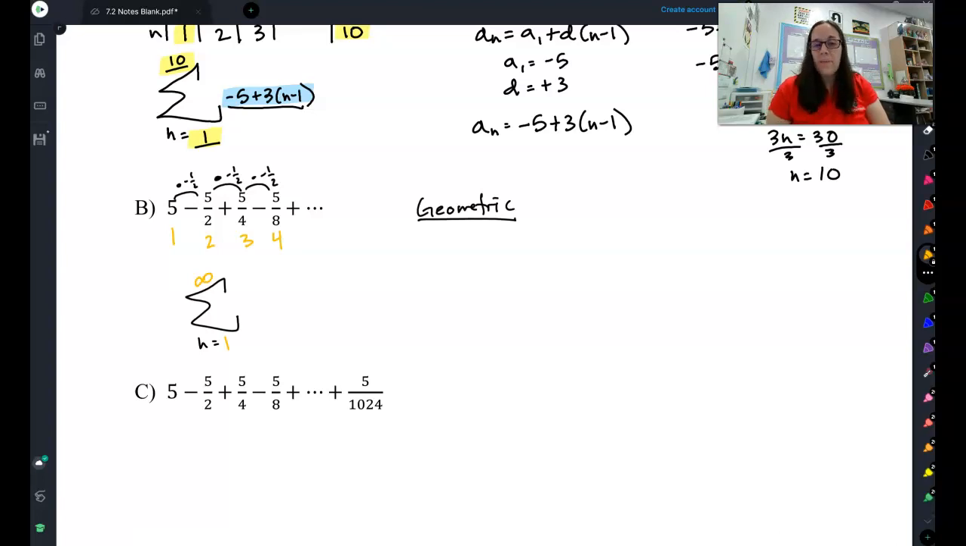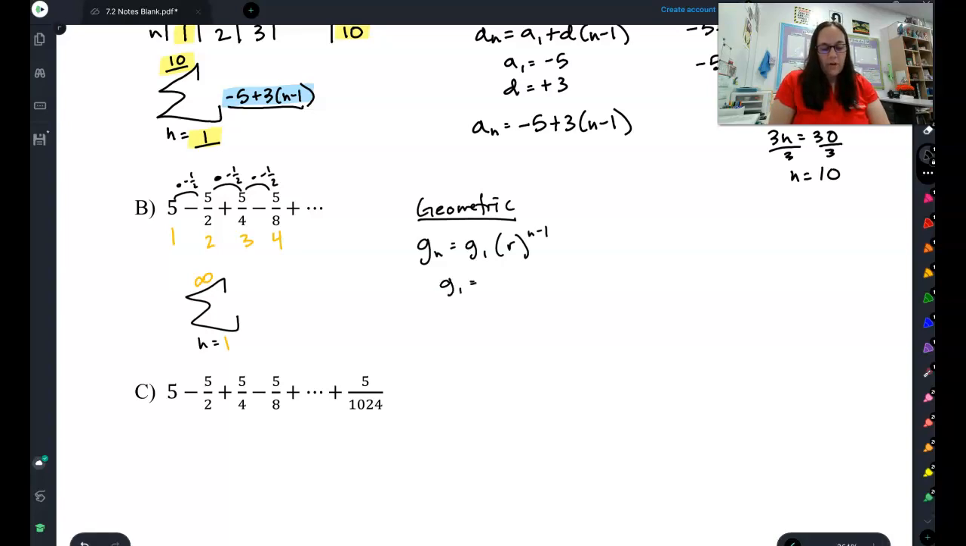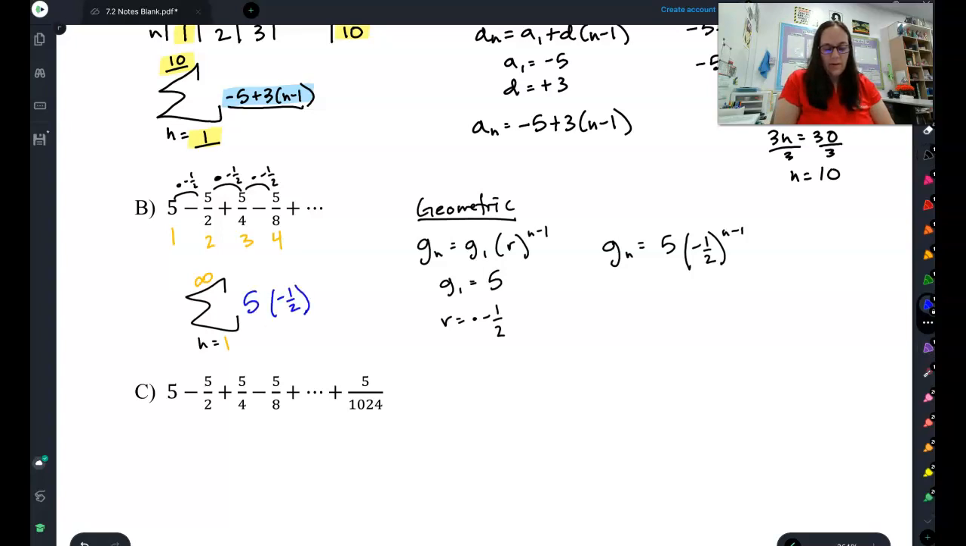So all I need to come up with is my equation. So let's remember the formula for a geometric explicit formula equation. That's on your reference sheet if you need it. And we know my first term is 5, and I'm timesing by -1/2 each time. So that says that my equation is going to be 5(-1/2)^(n-1). And I can write that into here. And that's my answer.